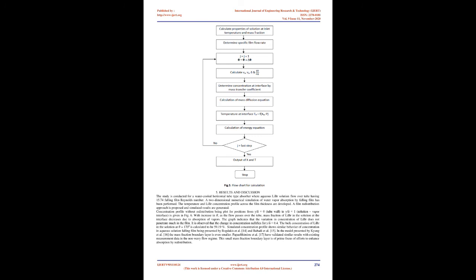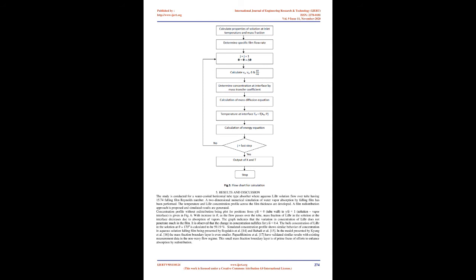5. Results and discussion. The study is conducted for a water-cooled horizontal tube type absorber where aqueous LiBr solution flows over a tube at a falling film Reynolds number of 15.74. A two-dimensional numerical simulation of water vapor absorption by the falling film has been performed. The temperature and LiBr concentration profiles across the film thickness are developed. A film redistribution approach is proposed and simulated results are generated.